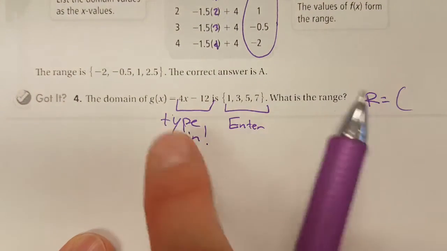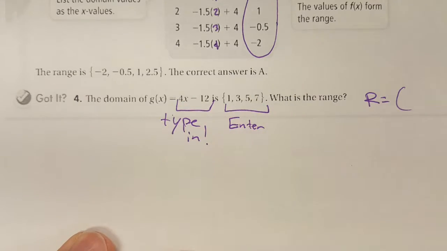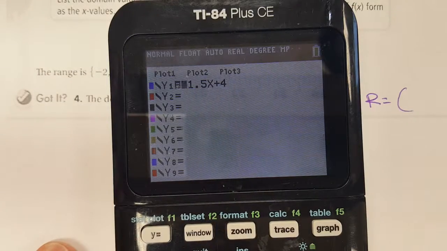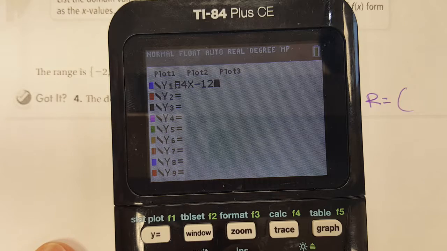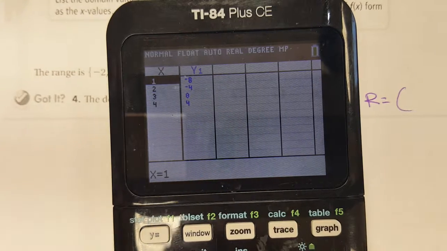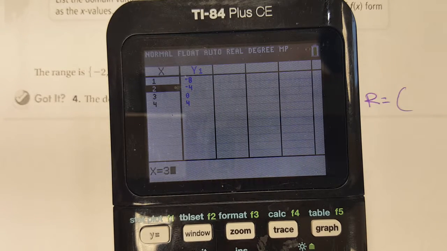The domain of g of x equals 4x minus 12. I'm going to put those answers in my calculator in the table. So here we go. 4x minus 12, huh? Let's go to y equals. How about 4x minus 12? Delete all that extra noise right there. Okay, I got the equation. Let's go to my table. 1's already in there, so I'm going to hit enter. 1, enter. 3, enter. 5, enter. 7, enter. There we go.